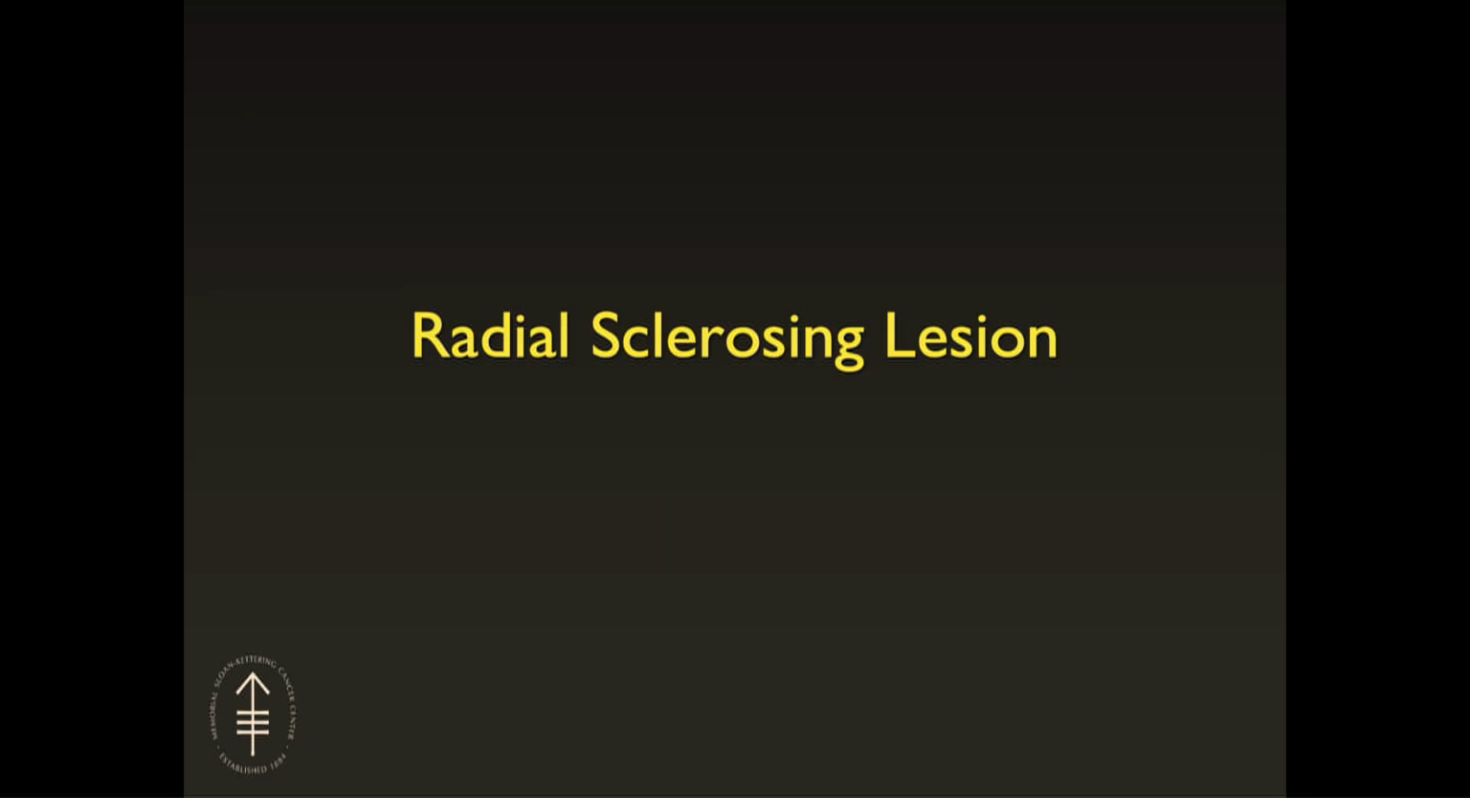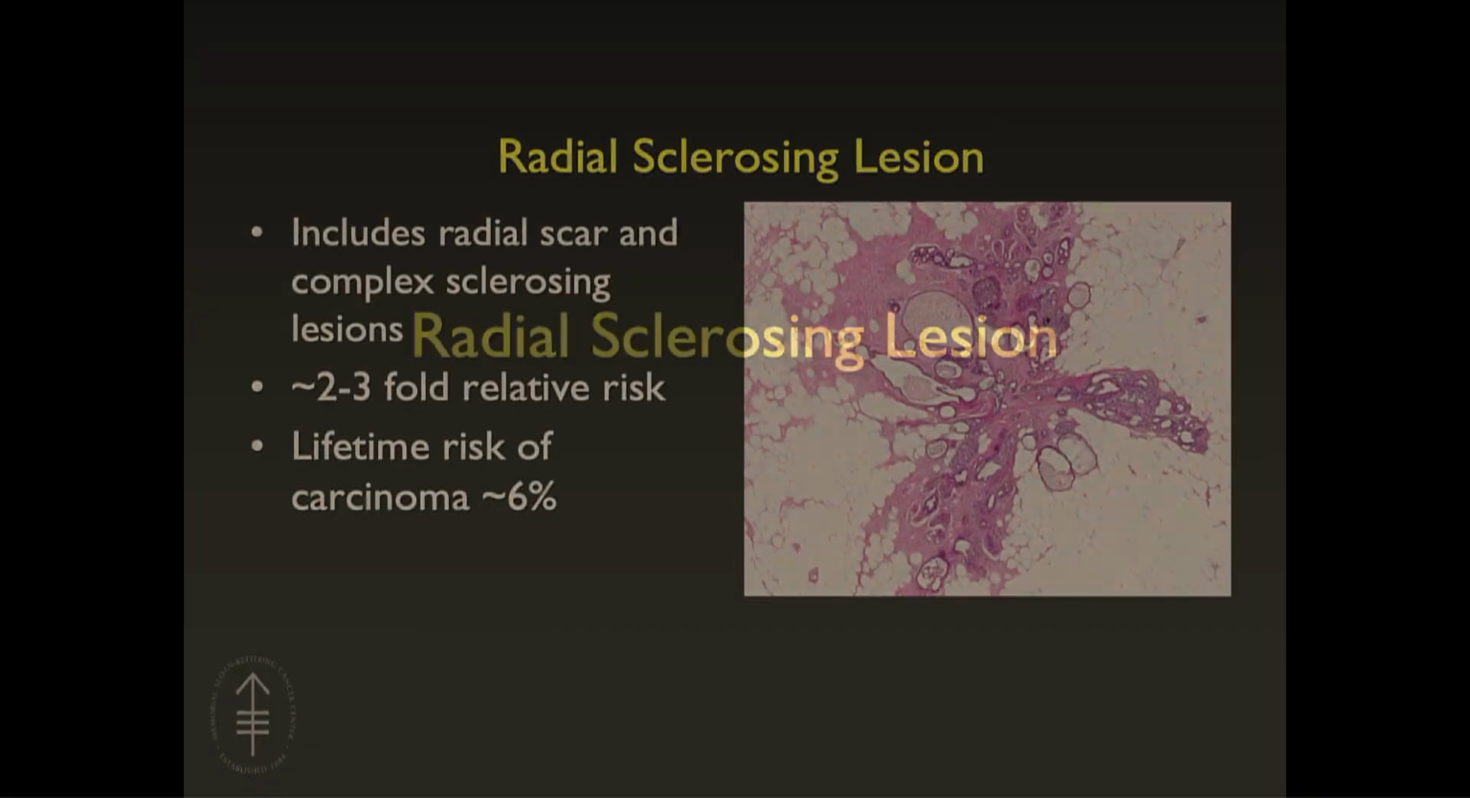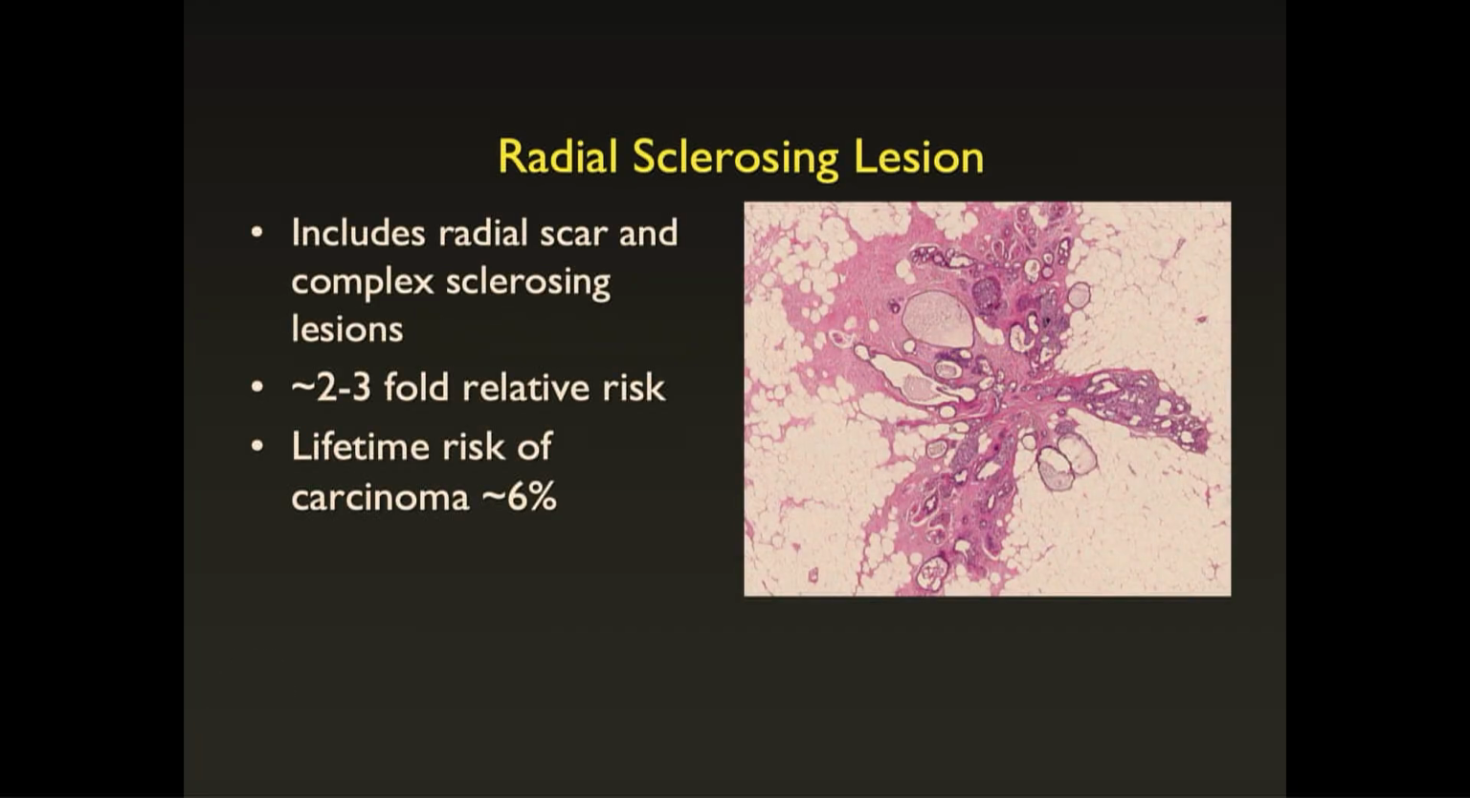Radial sclerosing lesions. So all the lesions we've talked about so far are those high-risk lesions that really have no specific imaging features. Radial sclerosing lesion is when we start getting into those where they do have an imaging appearance suggestive of the diagnosis. Radial sclerosing lesions include both radial scars and complex sclerosing lesions, associated with an increased relative and lifetime risk of breast cancer.